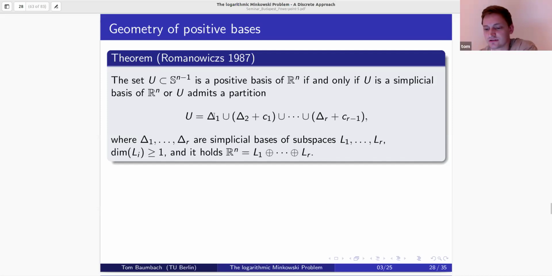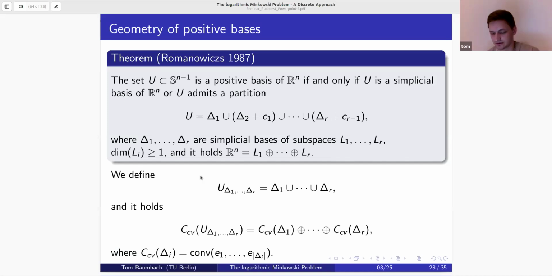We can write U as a disjoint union of sets: Δ_1 union Δ_2 plus a vector z_1, all the way up to Δ_r plus a vector z_{r-1}, where Δ_1 until Δ_r are simplicial bases of the subspaces L_1 to L_r. The dimension of these spaces is at least 1. Further, it holds that R^n is a direct sum of these subspaces. So how you can think of positive bases right now is that they are just a union of simplicial bases.